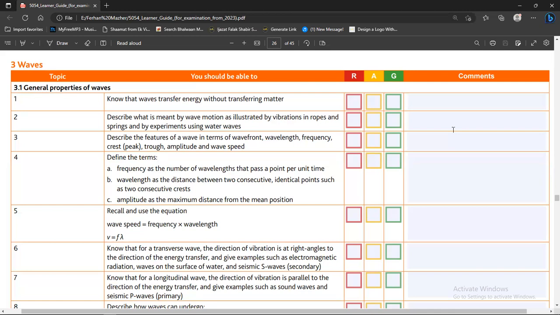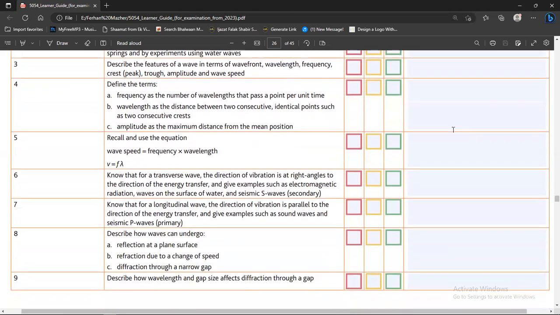Okay, so in this video, we are working on topic number 3, which is waves. And the first topic is general properties of waves. You should be able to know that waves transfer energy without transferring matter. Describe what is meant by wave motion as illustrated by vibrations in ropes and springs and by experiments using water waves. Describe the features of a wave in terms of wavefront, wavelength, frequency, crest, which means peak, trough, amplitude, and wave speed.